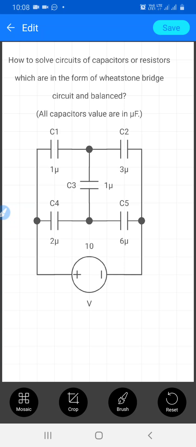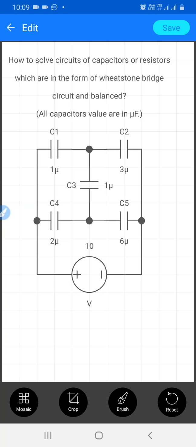Here I have one circuit which is in the form of Wheatstone bridge circuit. This is the capacitor circuit. If capacitors are replaced by resistors, then how can we solve this type of circuits? Here I take the case of capacitors.